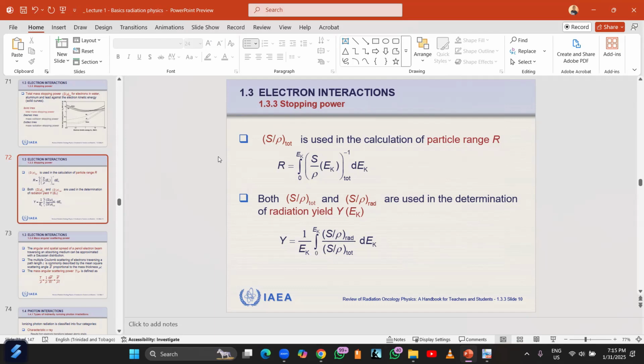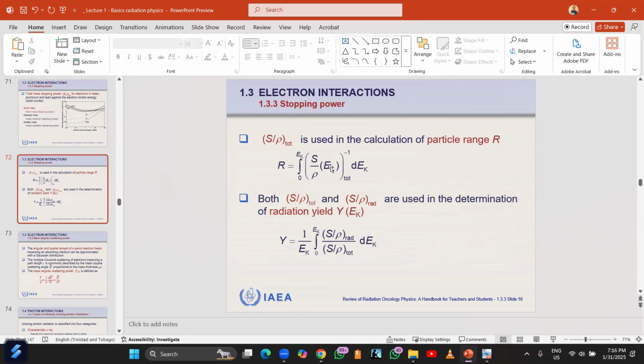The particle range: remember we said the stopping power is the energy loss per unit distance. The mass stopping power is the stopping power divided by the density. If you take the mass stopping power and invert it, in other words raise it to the power minus 1, and integrate, you get the range. Remember, stopping power is energy per unit distance, but if you invert, that will be distance per unit energy.